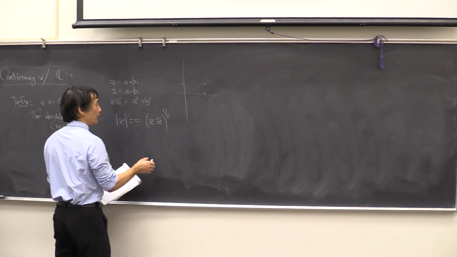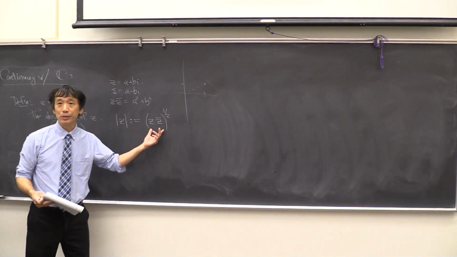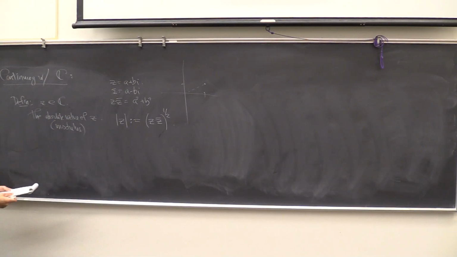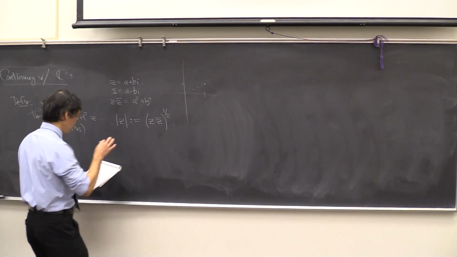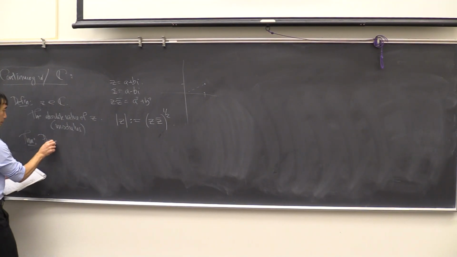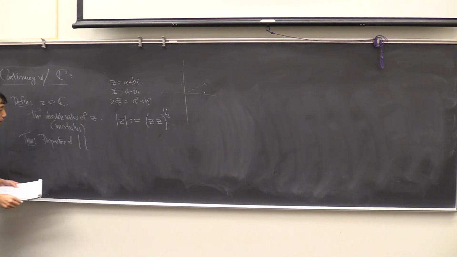And luckily we proved that such square roots do exist in the real numbers, so we don't have to worry that those numbers exist. Right. So this is okay. So then we have some basic properties of the absolute value.